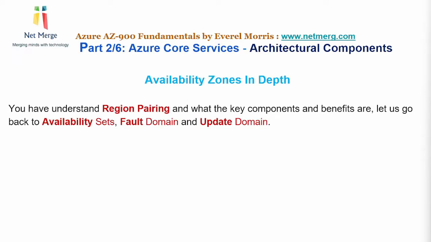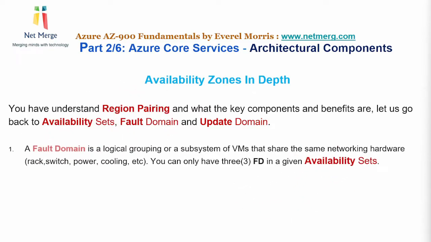Now let's take a look at availability zone. We're going to be talking about fault and update domains, so you get an understanding of how transparency is maintained in Azure when a fault or an update domain is taking place. Now you have to understand region pairing and what the key components and benefits are. Let's look at the availability set, and an availability set is a combination of fault domain and update domain. What is a fault domain?